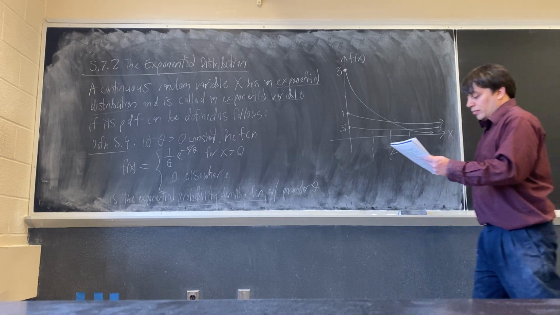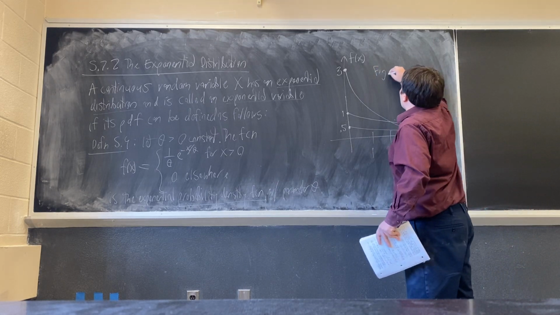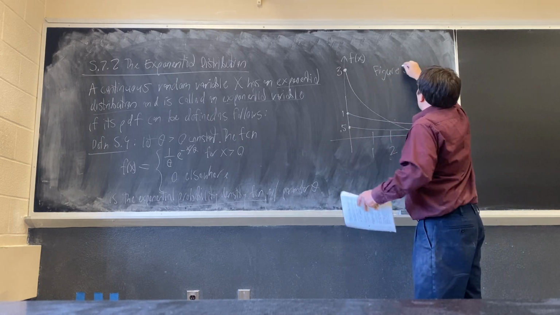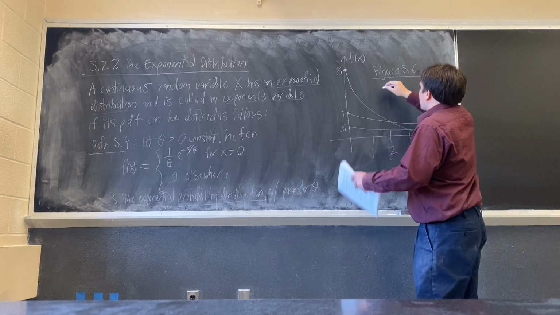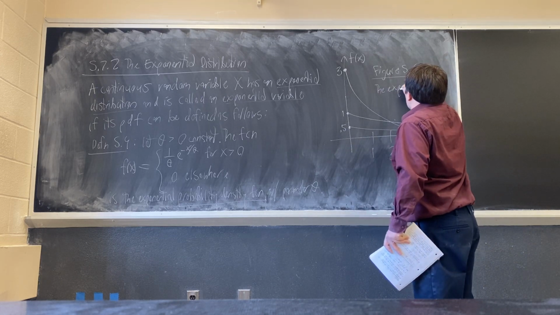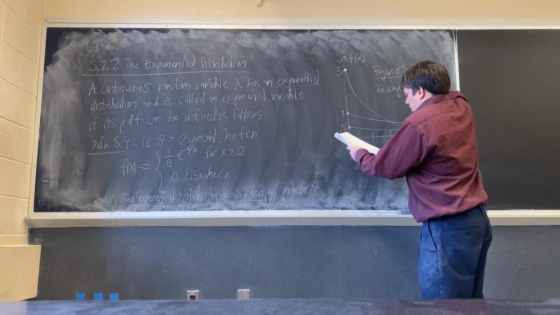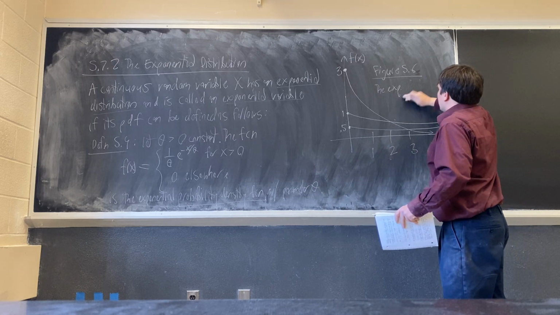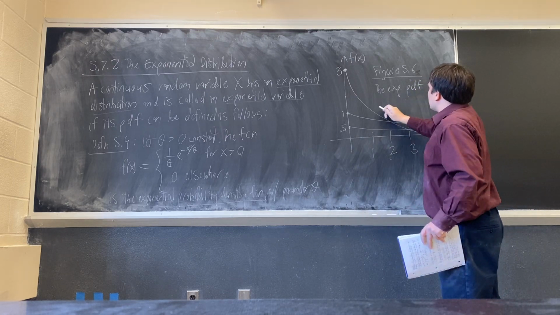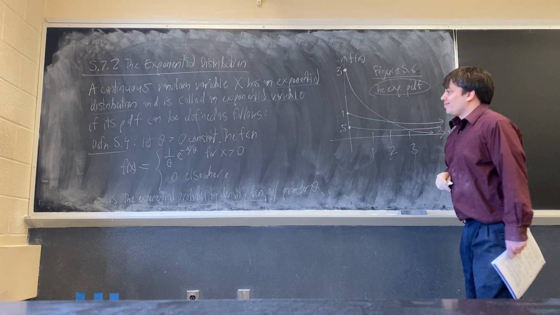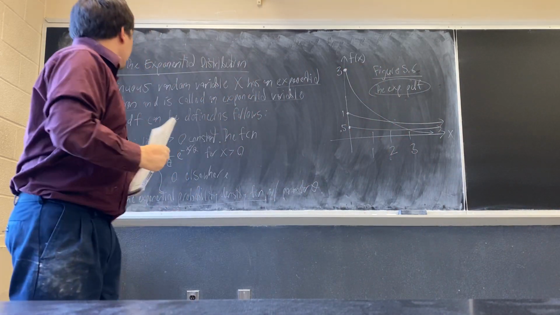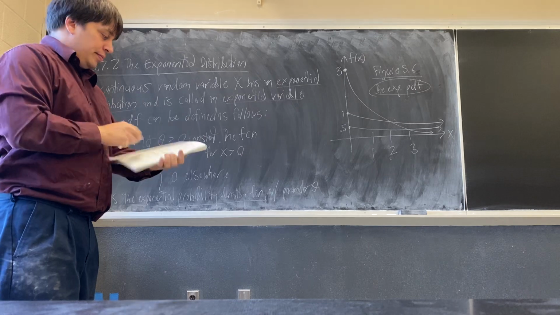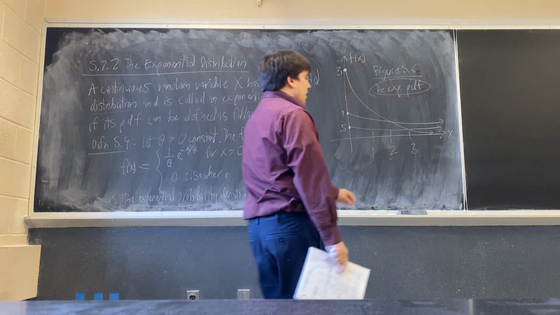Okay. And so in the book, this is figure 5.6. And this is the exponential probability density function. Okay? Exponential probability density function. Okay, so let's see an example.